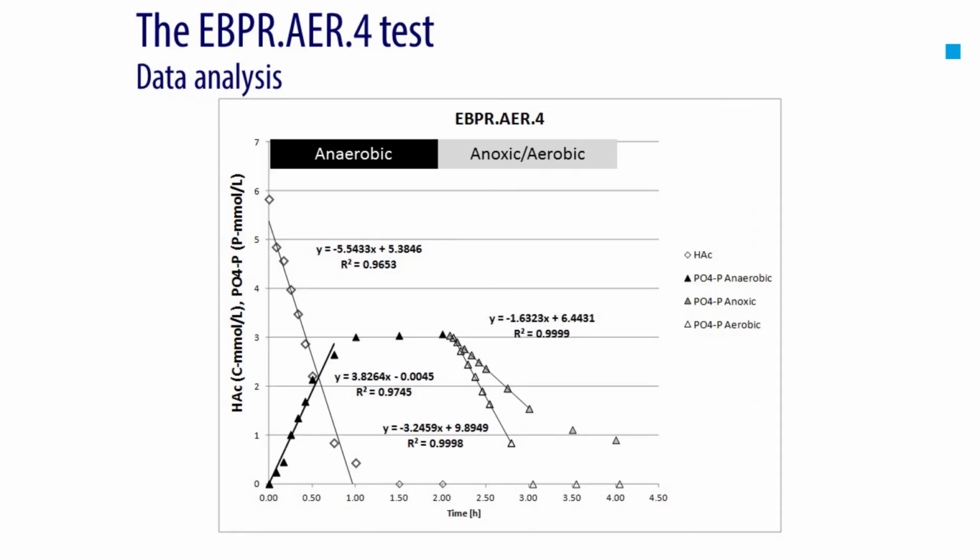The same graphic can be used to estimate the volumetric conversions of the compounds of interest. For instance, for the anaerobic uptake of acetate and the orthophosphate profiles in the different anaerobic, anoxic, and aerobic stages, the maximum volumetric conversion rates can be estimated by linear regression. For the linear regression, only the first samples measured at the beginning of each stage should be taken into consideration.